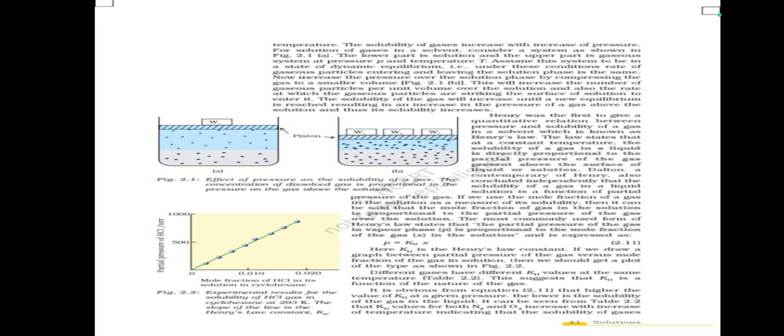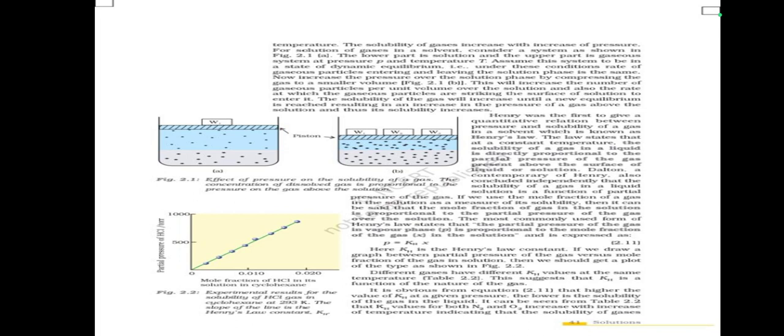Now increase the pressure over the solution phase by compressing the gas to a smaller volume, figure 2.1b. This will increase the number of gaseous particles per unit volume over the solution, and also the rate at which the gaseous particles are striking the surface of the solution to enter it. The solubility of a gas will increase until the new equilibrium is reached, resulting in an increase in the pressure of the gas above the solution, and its solubility increases.